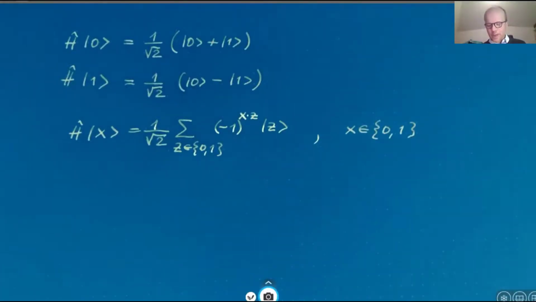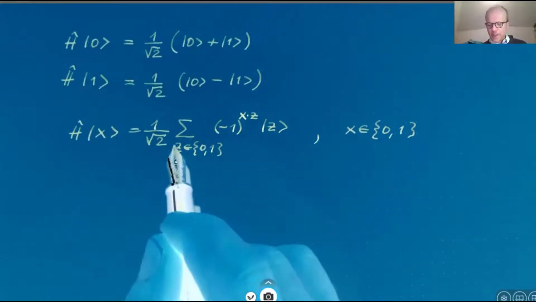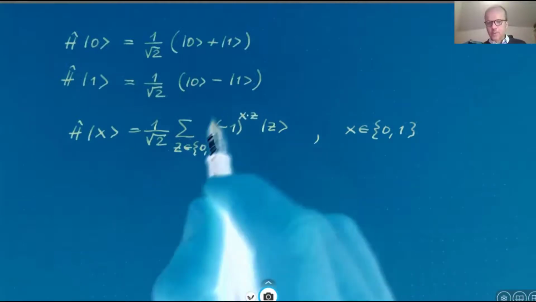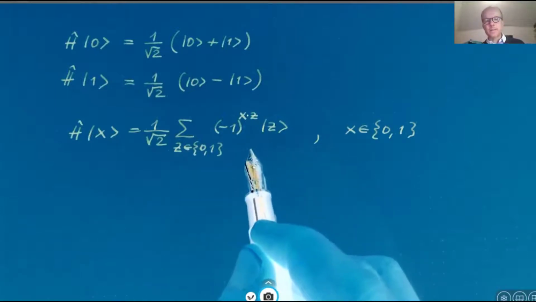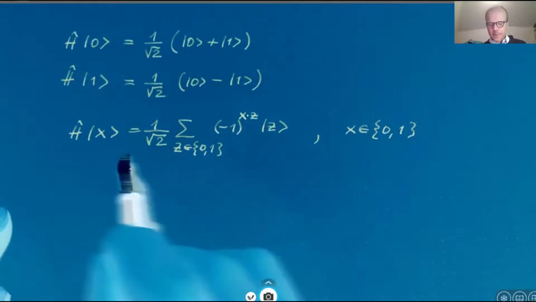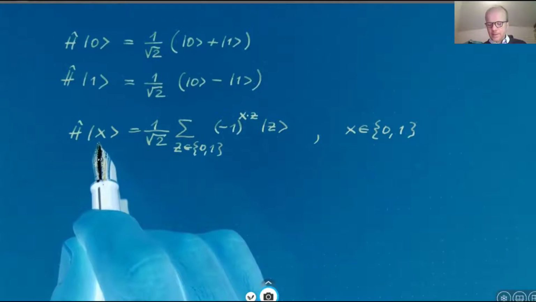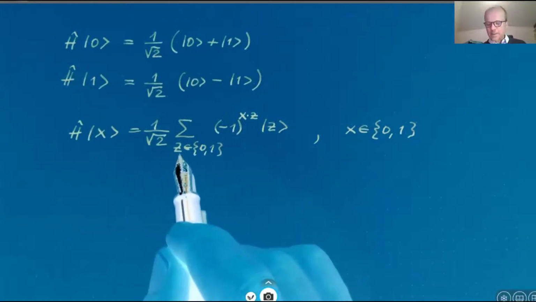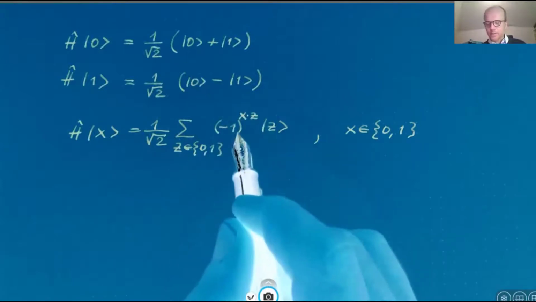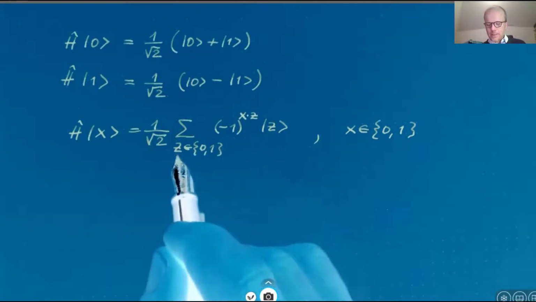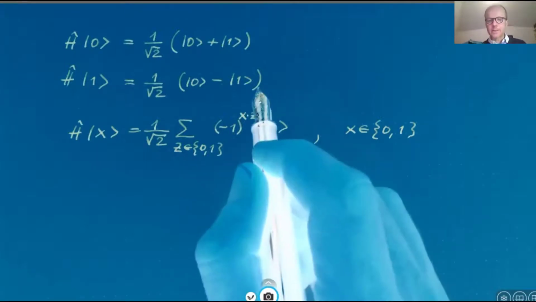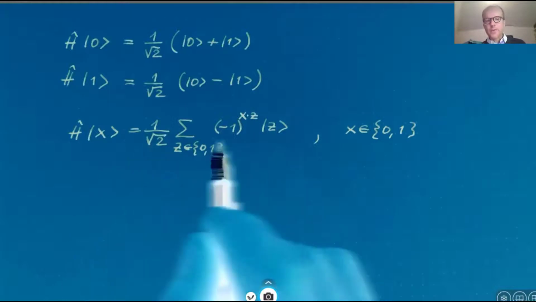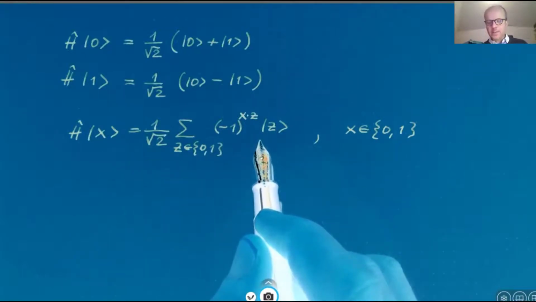Okay, let's just try it out. For x equal to 0, this is always plus 1, and then we sum over z, 0 and 1. So the sum is basis state 0 plus basis state 1, and that fits. If instead x is the basis state 1, then when z is 0, this is still plus 1, so we have basis state 0. And when z is equal to 1, we have minus 1 to the power 1, which is minus 1. So we have basis state 0 minus basis state 1, which gives us this result. So this formula is a compact way of writing the effect of a Hadamard gate on one of the basis states.